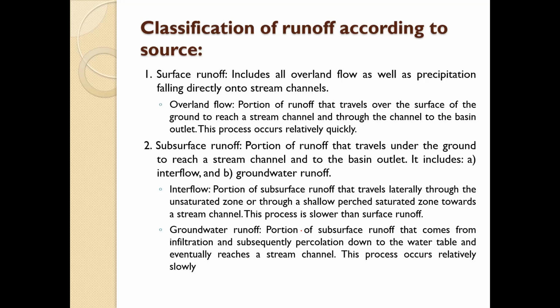Interflow is the portion of subsurface runoff that travels laterally through the unsaturated zone or through a shallow perched saturated zone towards a stream channel. That process is slower than surface runoff. And next is the groundwater runoff, the portion of subsurface runoff that comes from the infiltration and subsequent percolation down to the water table and eventually reaches the stream channel. This process occurs relatively slowly.